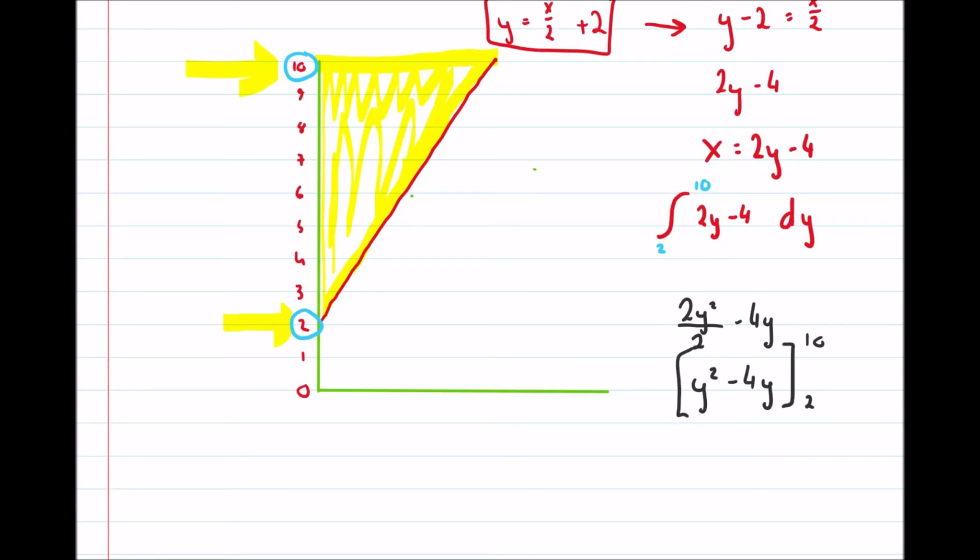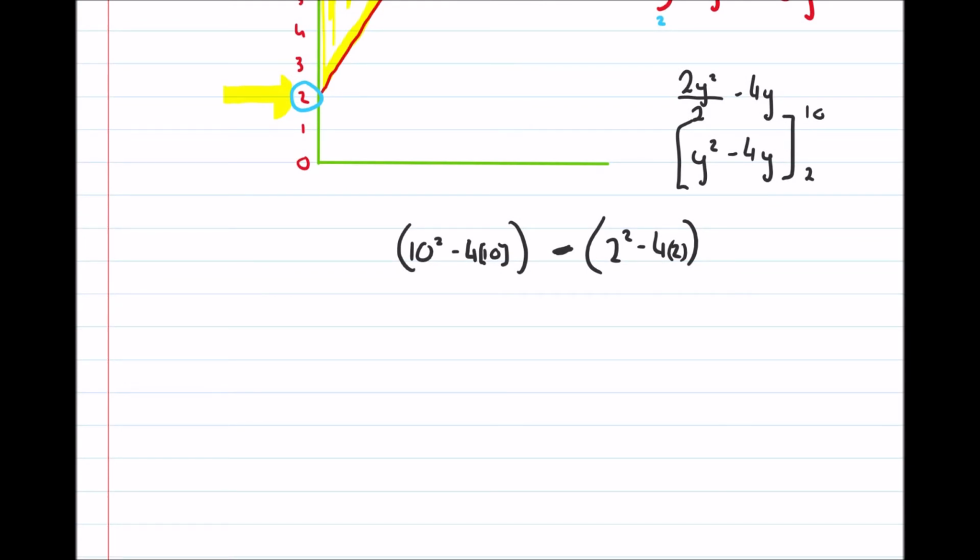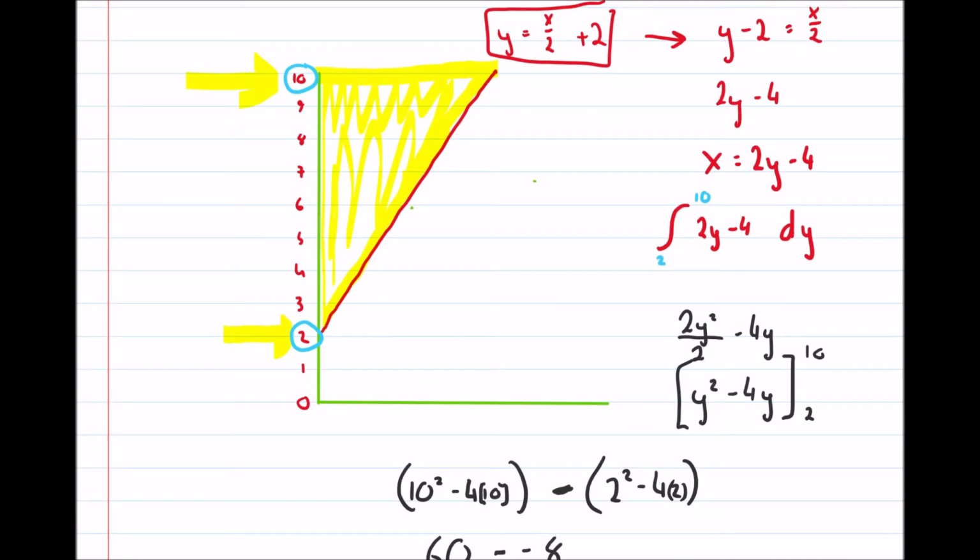So I'll put 10 in for y first: 10 squared minus 4 tens, so that's the first one. And then take away the same thing when I put 2 in for y, so 2 squared minus 4 twos. This will give me 100 minus 40 is 60, minus 2 squared is 4, minus 4 times 2 is 8, so it's minus 8, that's 60 plus 8, which is 68 units squared. Okay, so that's that area here.